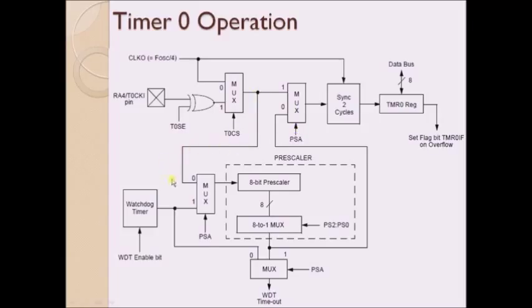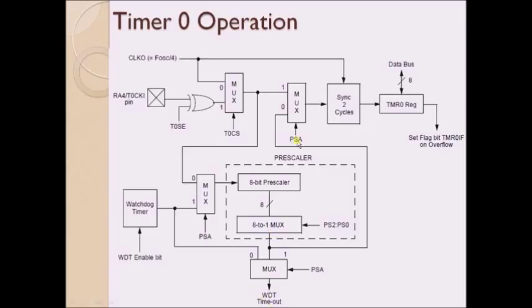Now this is given to here. Assuming that PSA is 1, it means that the watchdog timer is now using the prescaler. So the clock which is coming out of this is given as the prescaler input, and one of the outputs is selected by using PS2 to PS0, and now that output will be given to the watchdog timeout.